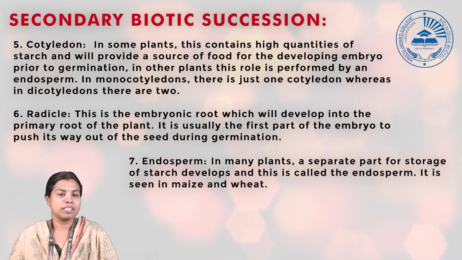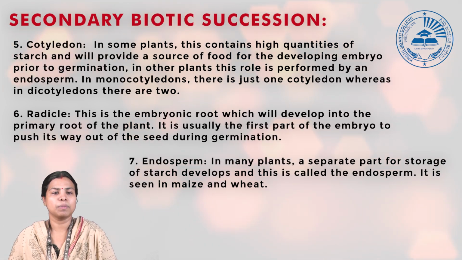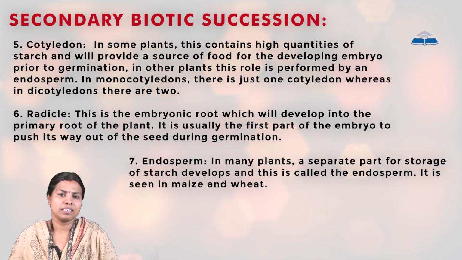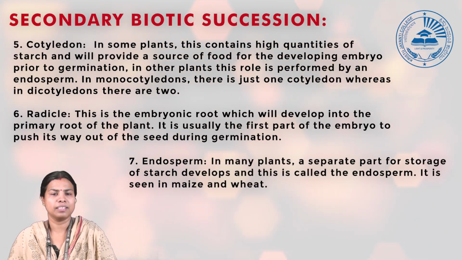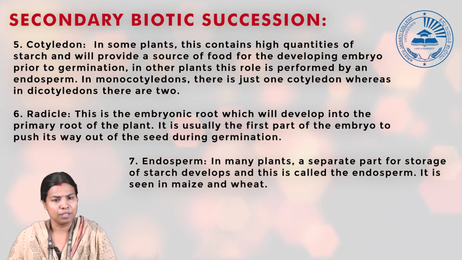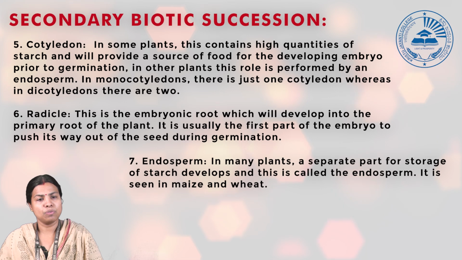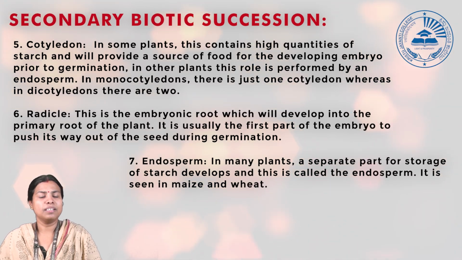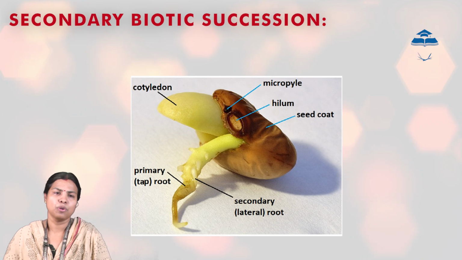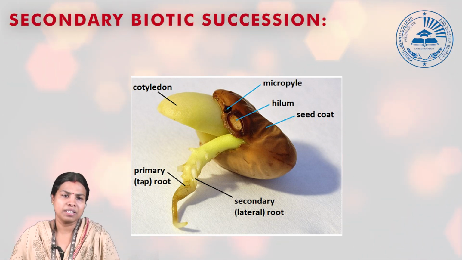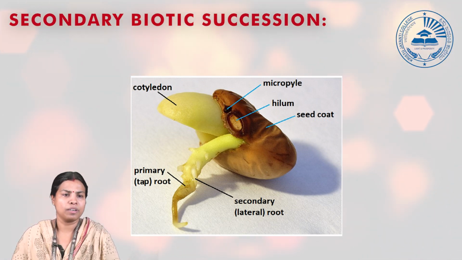Then the endosperm, a nutritive tissue. You might have heard about double fertilization. The second fertilization, where the male nucleus fuses with the polar nuclei, develops into a triploid structure, the endosperm. We call it a nutritive tissue that gives nutrition to the developing embryo. These are the parts comprising a monocot and dicot seed. The only difference is the number of cotyledons in monocot and dicot.